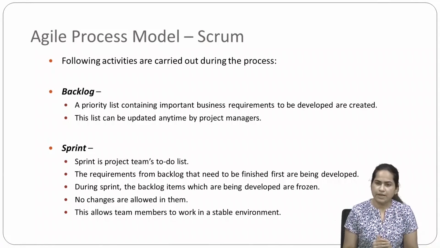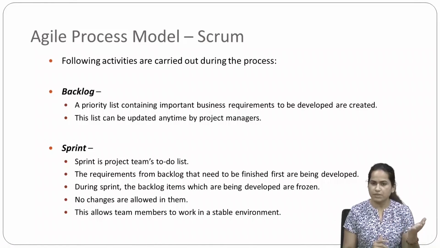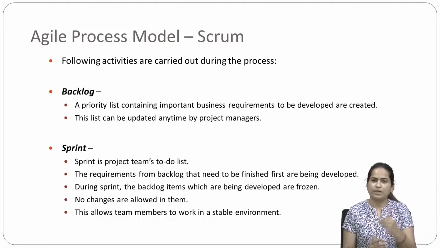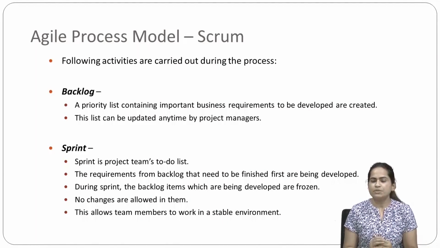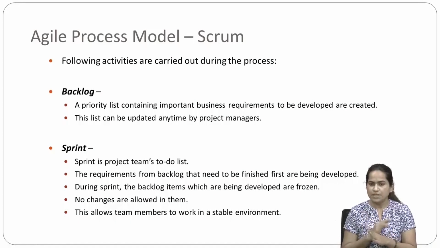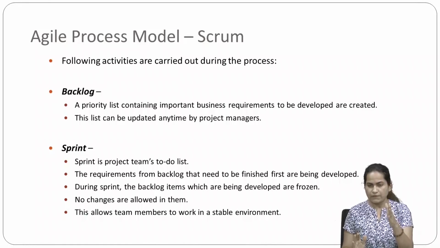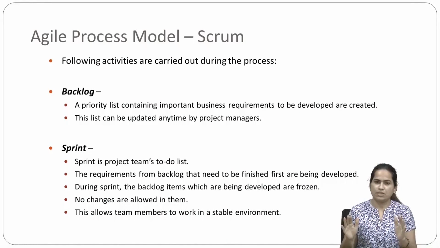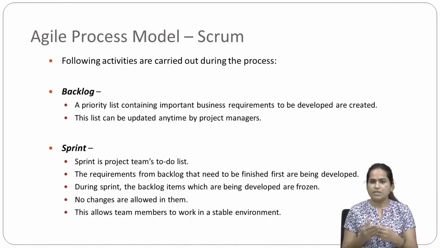Then we have the second term, sprint. We have seen what it is, but now let's see how it is actually carried out. Sprint is the project team's to-do list. The requirements from the backlog that need to be finished first are developed. During the sprint, the backlog items being developed are frozen. No changes are allowed in them, meaning whatever list you have in the sprint, you are not going to make any changes. If it is in the backlog, then you can make changes. Changes can be accommodated in the backlog, but once it is in the sprint, you are not able to make any changes. This allows team members to work in a stable environment.